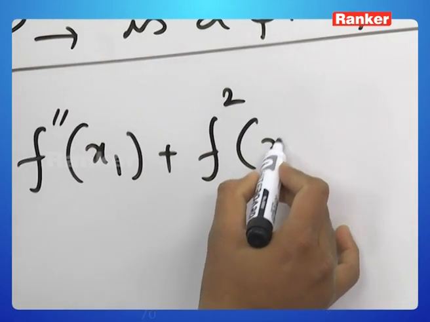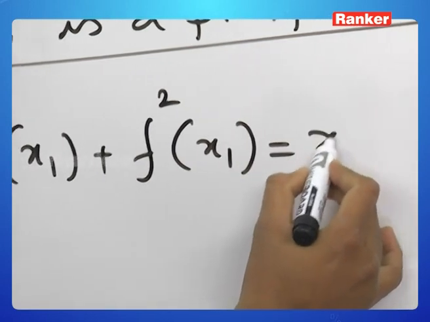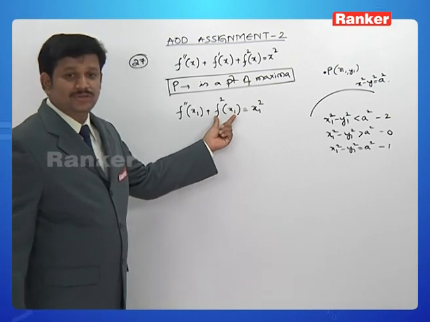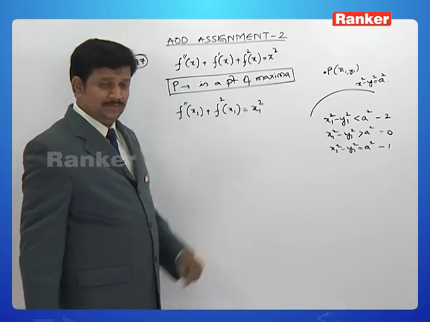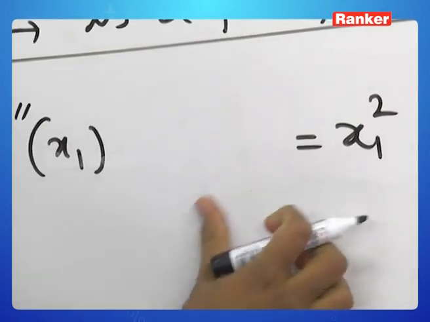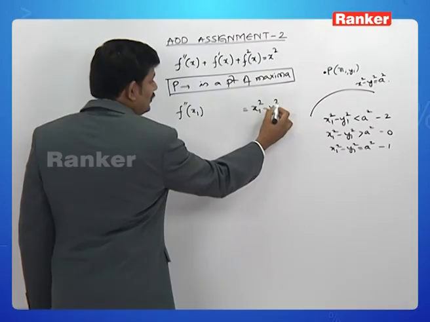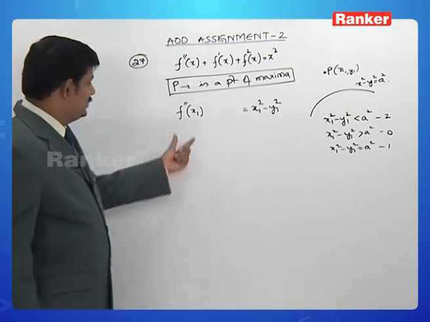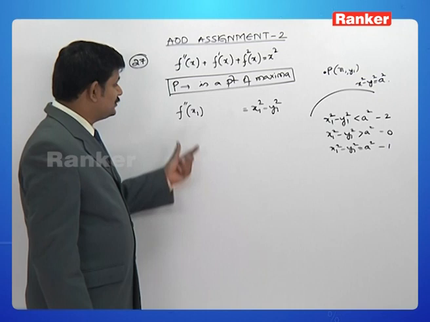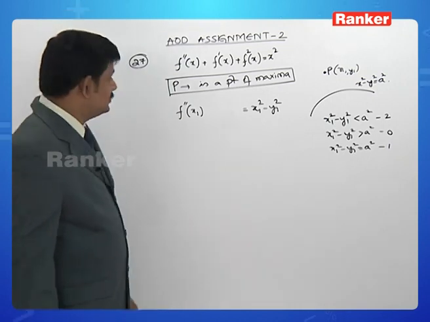f square of x1 is equal to x1 square, that is, f of x1 whole square. F of x1 we know is y1, the y coordinate at the point. So replacing it by y1, we have x1 square minus y1 square is equal to f double dash of x1.